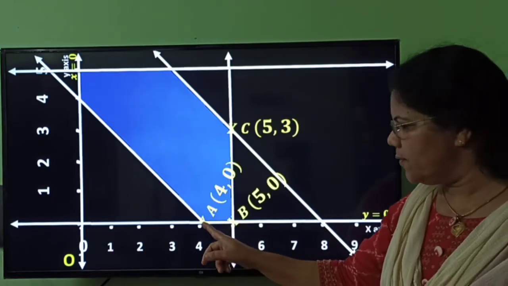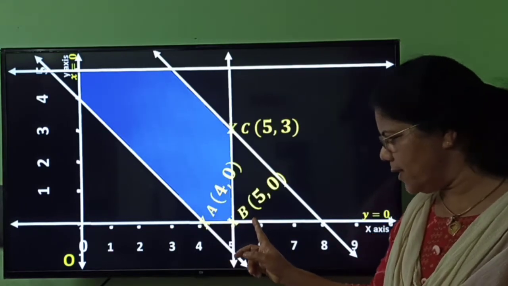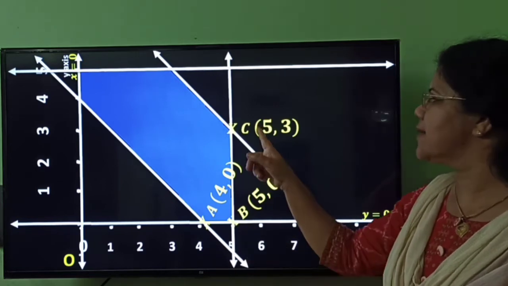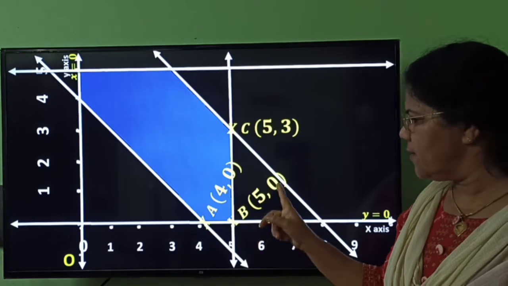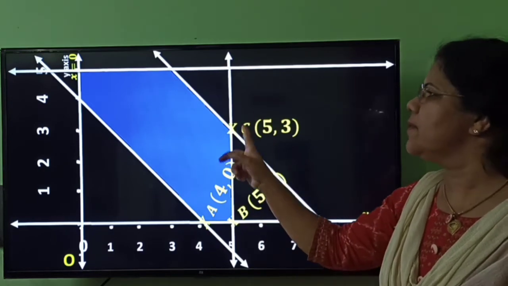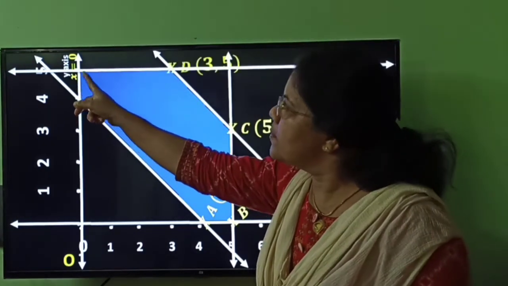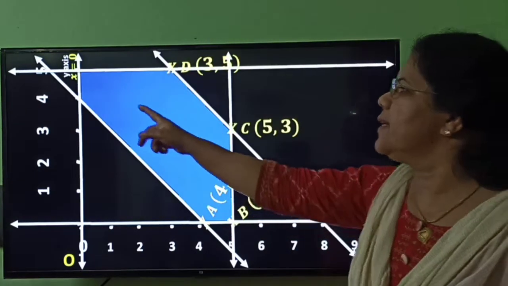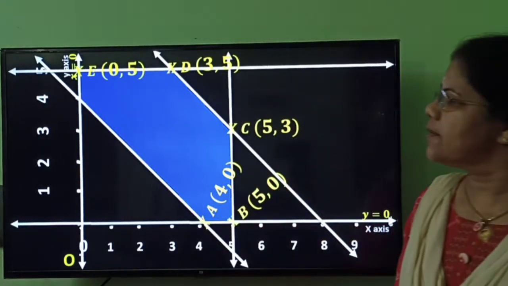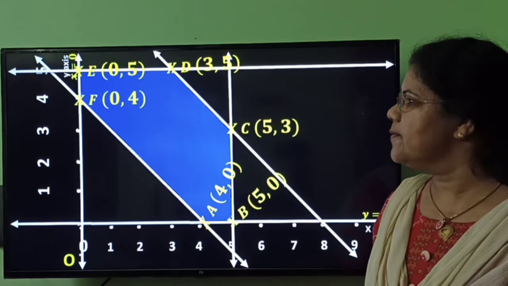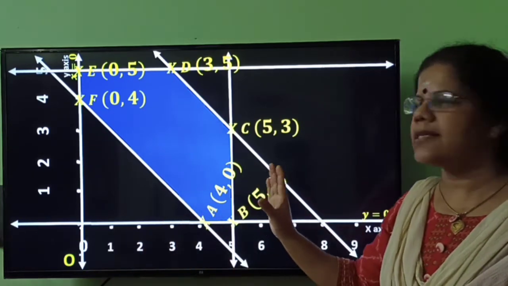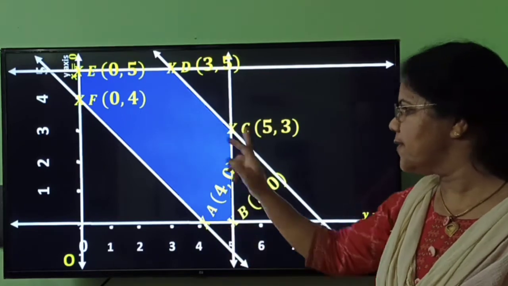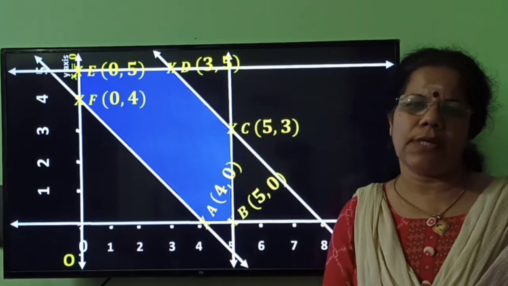Solving these two, we have to get the corner points. Solving y equal to 0 and the line x equal to 5, we get D(5,0). Then E(0,5), and the last one F(0,4). Here the origin is not a corner point. In this example, these are the corner points of the feasible region, all the points we have plotted.